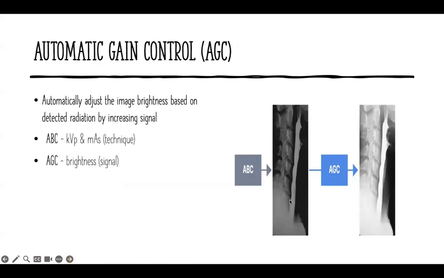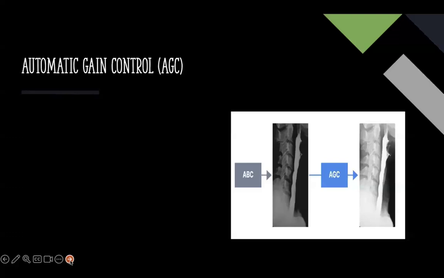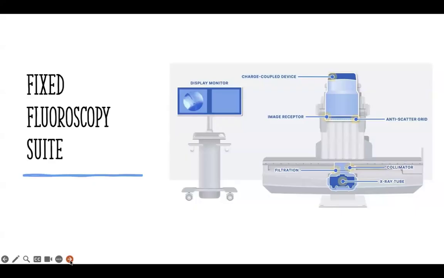So kind of just an example of your ABC versus your AGC, your automatic gain control. Like I said, once our ABC maxes out, our AGC kicks in. So you can see what the picture looks like when the technique is maxed out. But then when our AGC, automatic gain control, kicks in, it lightens that picture up. So that's kind of how it works. Think of it as once the ABC gets tired, the AGC takes over.